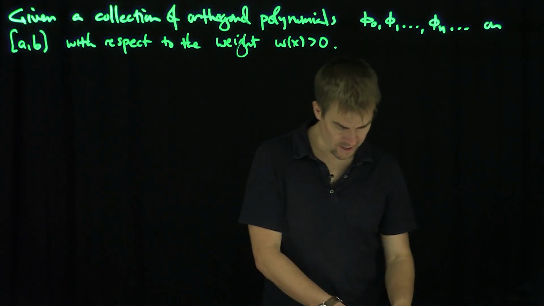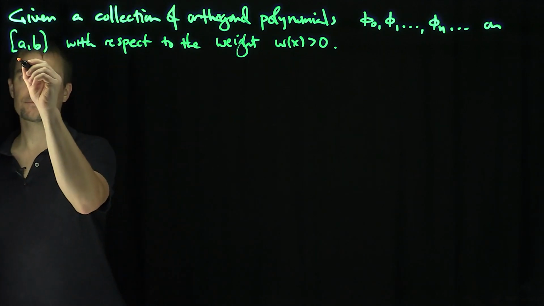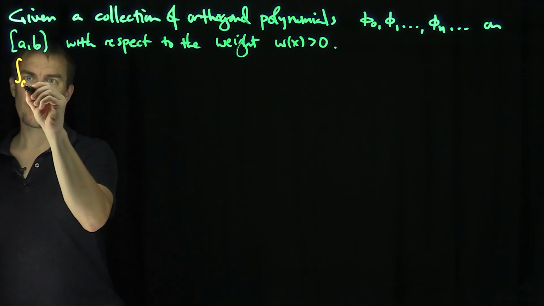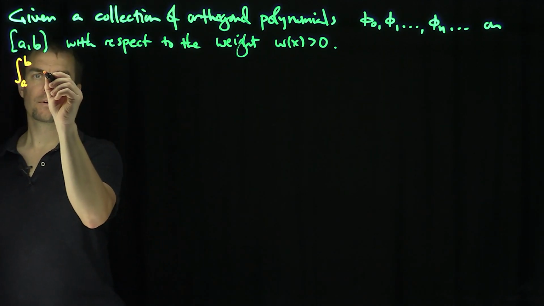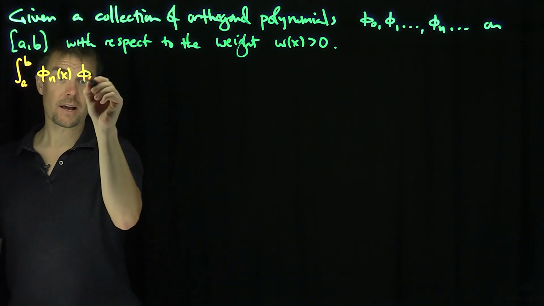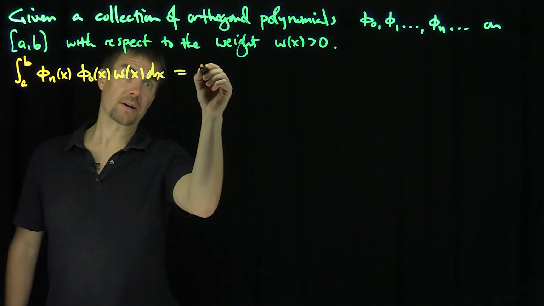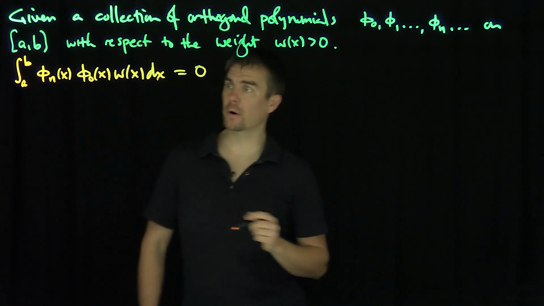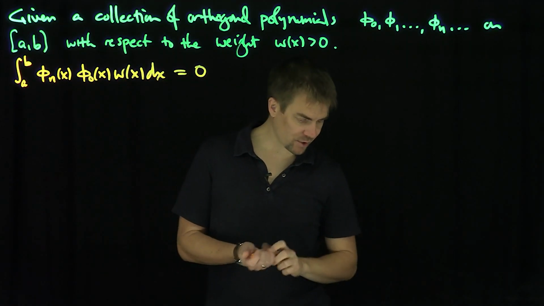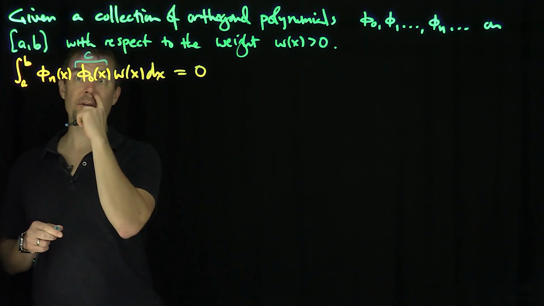So the first observation we're going to make is that when we integrate the integral from a to b of phi n of x, phi 0 of x, w of x, dx, we have to get 0 because phi n and phi 0 are orthogonal to each other. Now phi 0 is just a constant, C, which we can pull out of the integral.